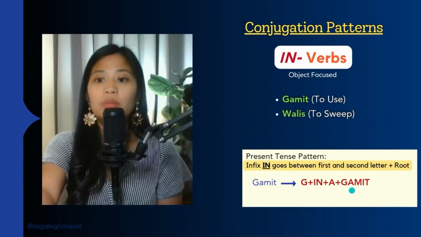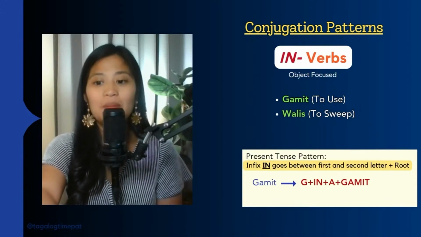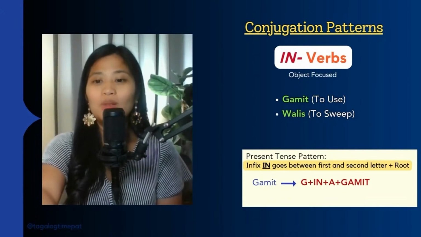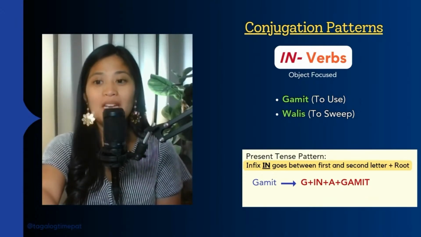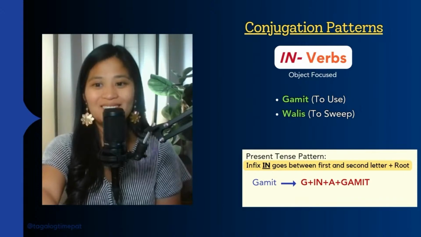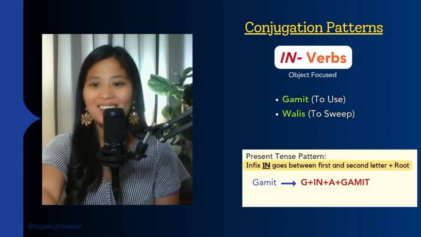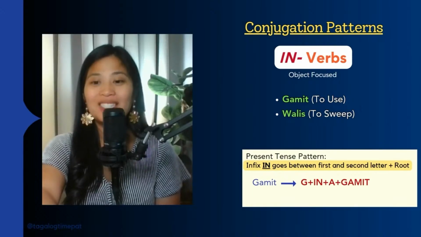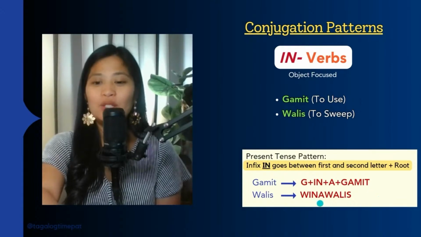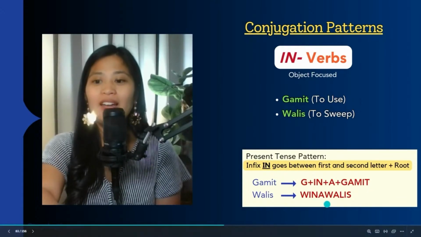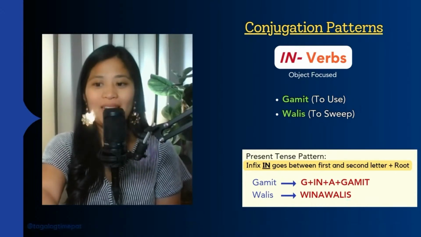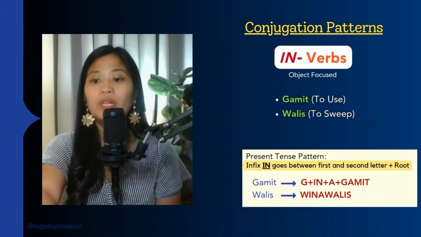Ginagamit ko. I am using something. What do you think walis will be in the present tense? Remember to just use the pattern and plug everything in. Walis in the present tense is winawalis. So in just goes between the first and second letter, and then the root goes at the end. Winawalis ko yung sahig. I am sweeping the floor.